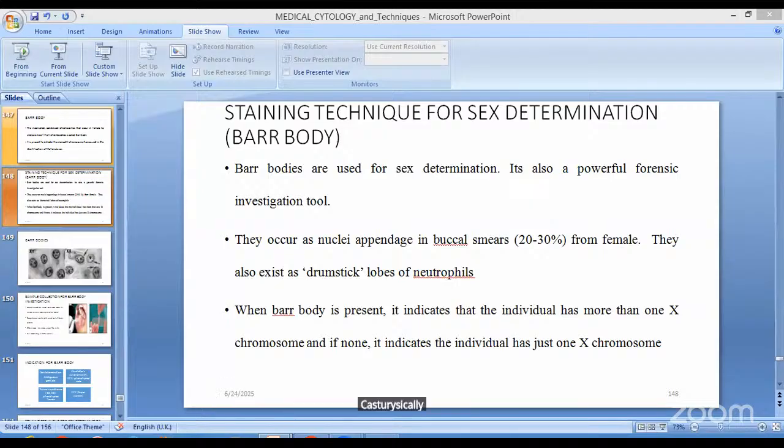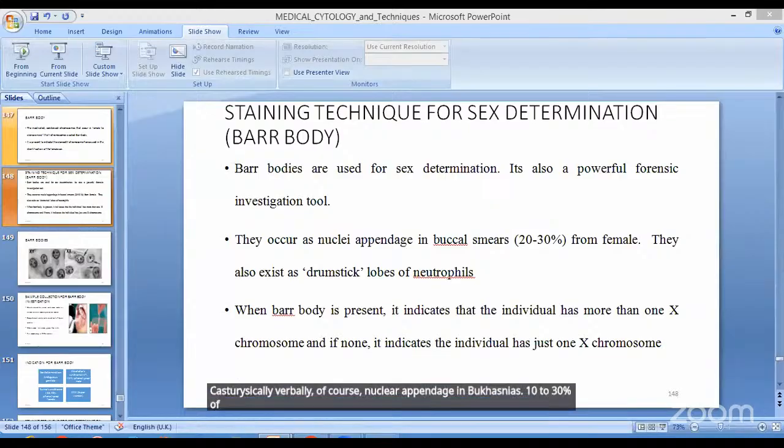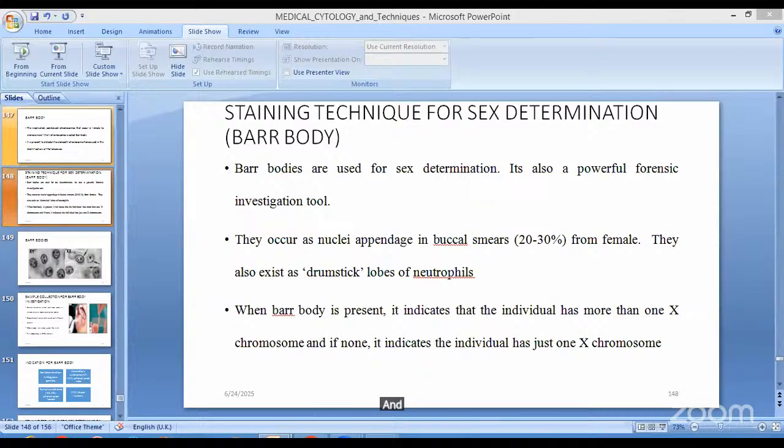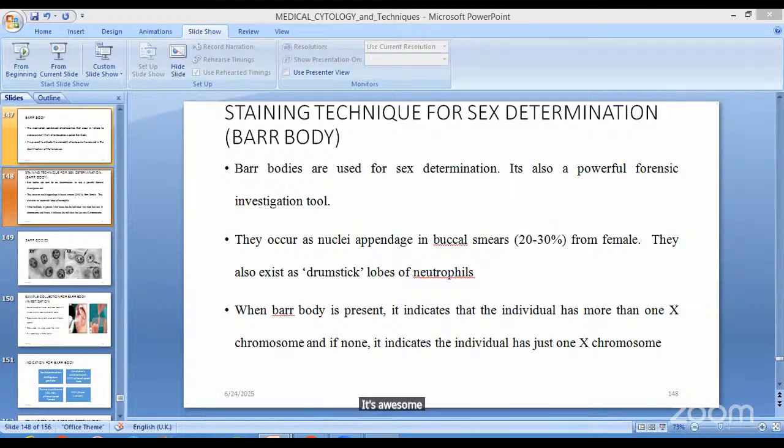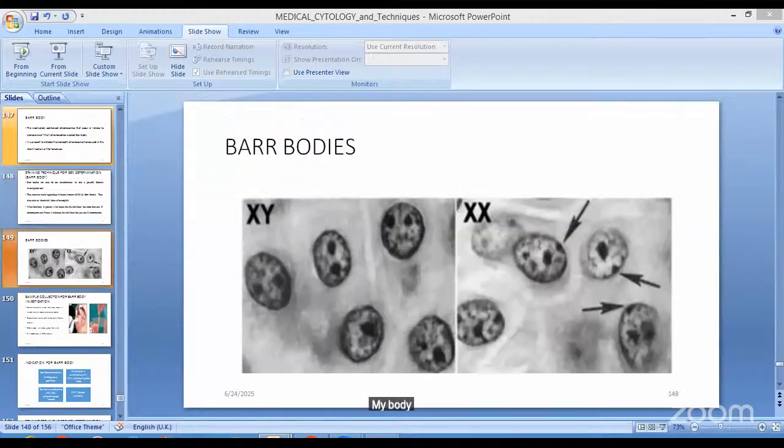Characteristically, Barr bodies occur as nuclear appendages in buccal smears, in 20 to 30% of cells from a female, and they also exist as drumstick lobes of neutrophils in Romanowsky stains. When a Barr body is present, it indicates that the individual has more than one X chromosome, and if none, it indicates the individual has just one X chromosome. This diagram shows you how it looks: the Barr body, a nuclear appendage. If you see one Barr body, that is a female, XX. If there is none, it is male, XY.